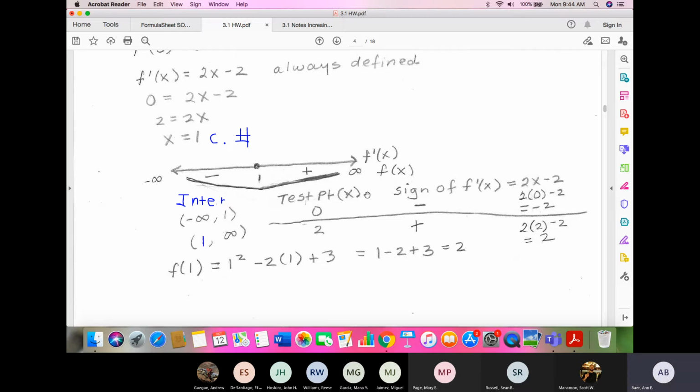So let's evaluate our test points using the first derivative here. All you want to do for a problem like this is take this 0 and plug it in for x. That's 2 times 0 minus 2, which is 0 minus 2, which gives us a negative 2. So the sign of the first derivative is negative. We just need to know it's negative. We really don't need to know the value.